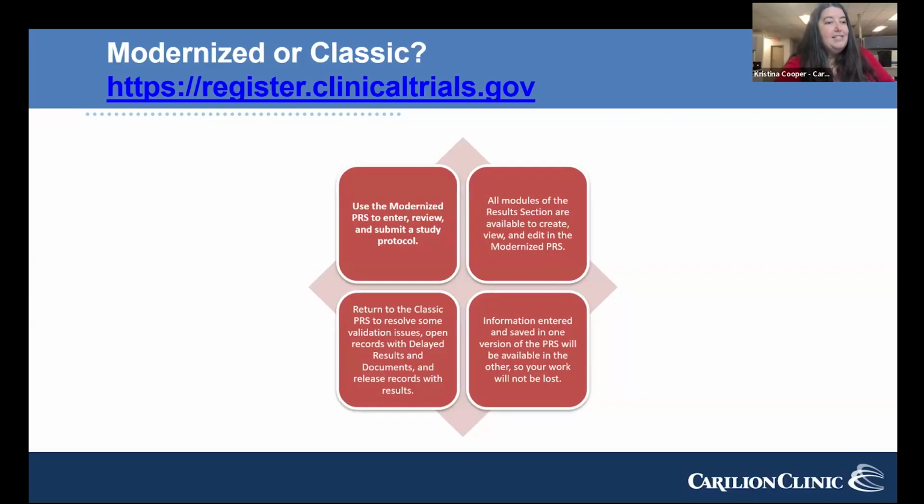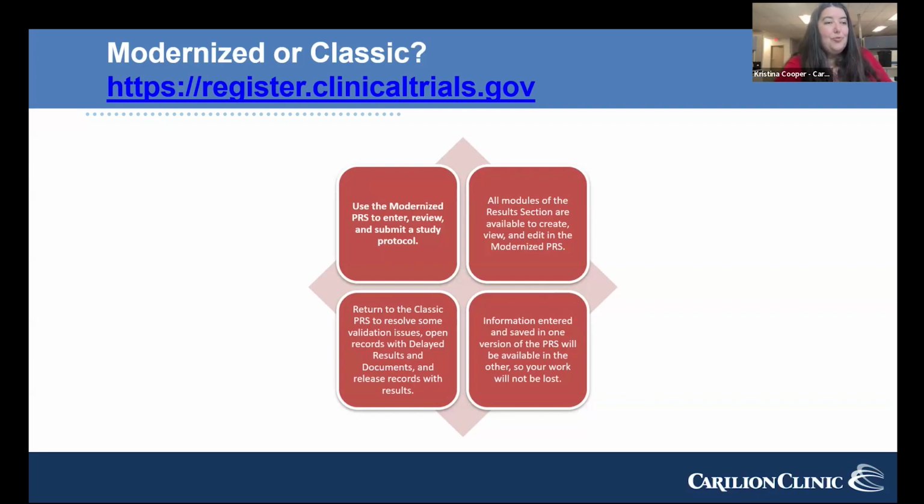Now, the website itself has modernized. They were in beta testing for quite a few years, but they now have a modernized version of ClinicalTrials.gov or the PRS system. As with all new changes, there have been some kinks along the way. So they do have the option that you can go back to the classic version. If you have a record in there already and you're familiar with working in the previous classic version, you can go in and do that. You can also go into the modernized version. If it's a brand new study, you can go ahead and do it in the modernized version.